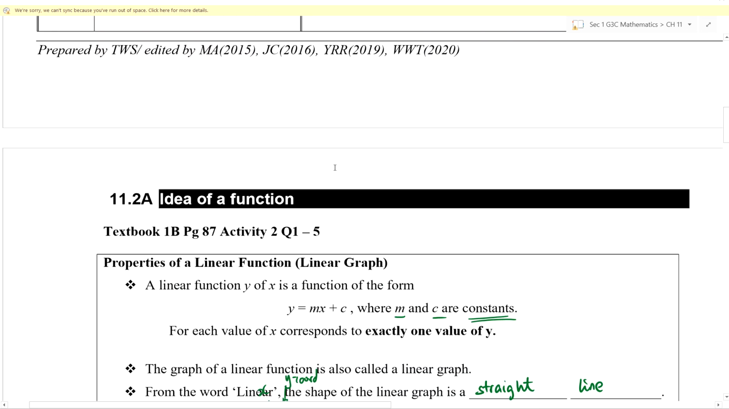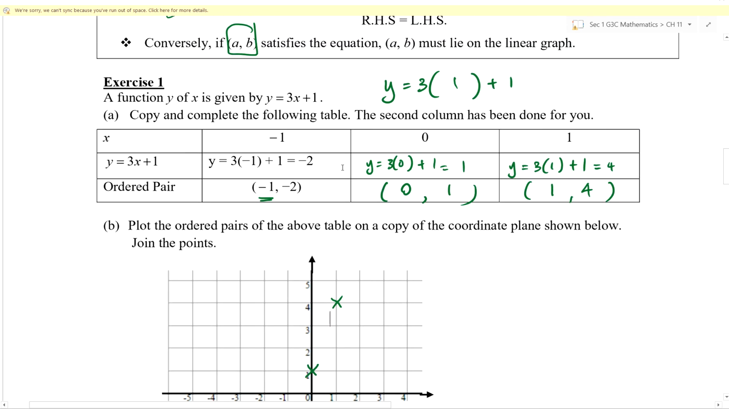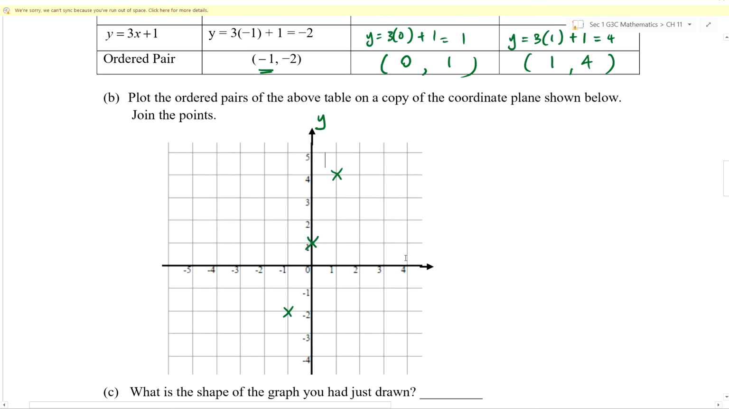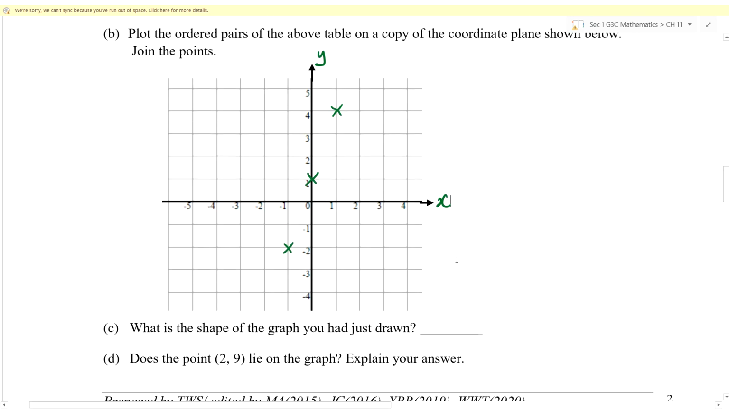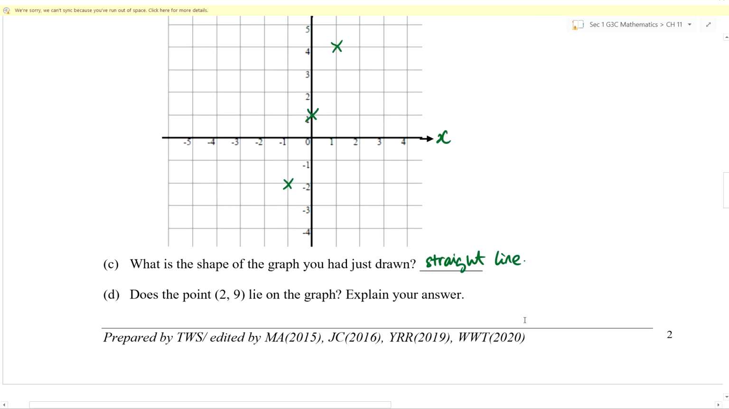Take note that you need to include the labels for the axes. The vertical axis will be our y-axis, the horizontal axis will be our x-axis. So join these 3 points with a straight line using a ruler. The shape of the graph is a straight line. And after you have drawn the graph, answer part D by yourself.